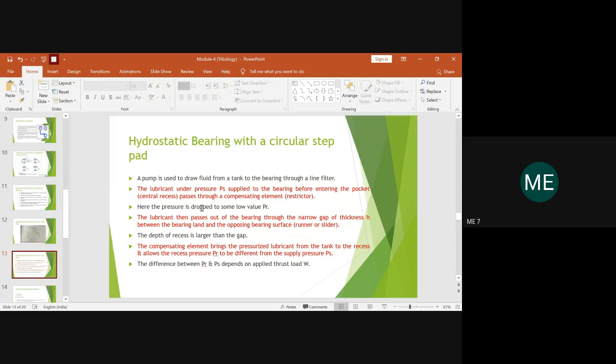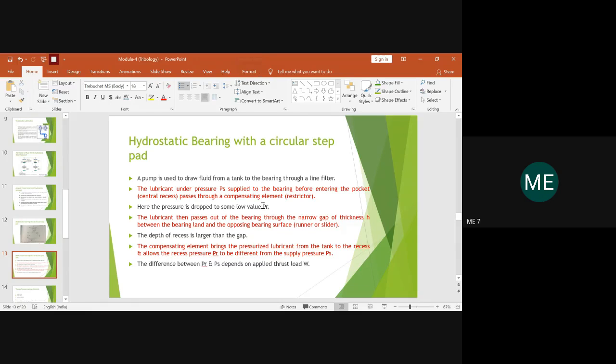Okay. Later it passes through the compensating element. This is like a barrier, a restrictor to reduce the pressure if it is high. The pressure coming out through the restrictor, which is passed through the recess, will have a lower value. If the PS value is given and they ask you to determine the value of PR, and your value of PR is higher than the PS, then you can understand that the calculation you have made is wrong. Always remember that the pressure of the oil passing out of the compensating element will always be lower than that of PS.